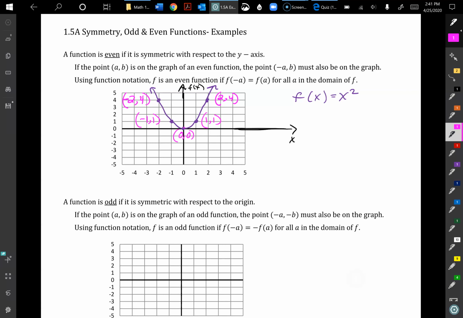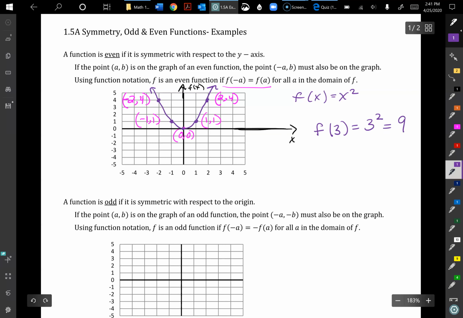So in our vertex. So if we want to look at this function notation here, we can check it. This is how I would check. I would say, okay, what's f of x, or a in this case? So I'm going to say, what's f of, let's just pick 3. f of 3 would be 3 squared, which equals 9, right? Now I'm going to look at f of negative 3, because I'm trying to see, are those going to be equivalent? And then I would plug in negative 3 squared, and that also equals 9. So yes, it's even, right?